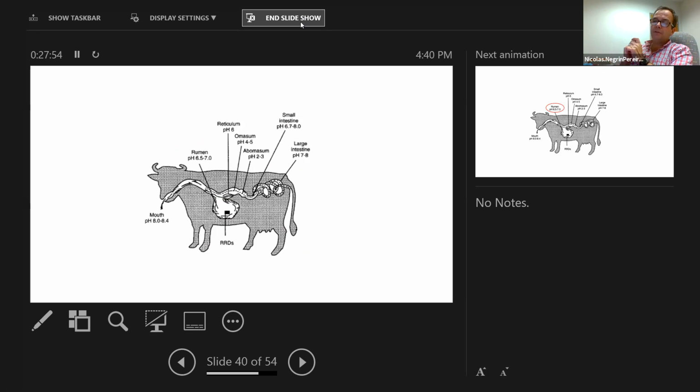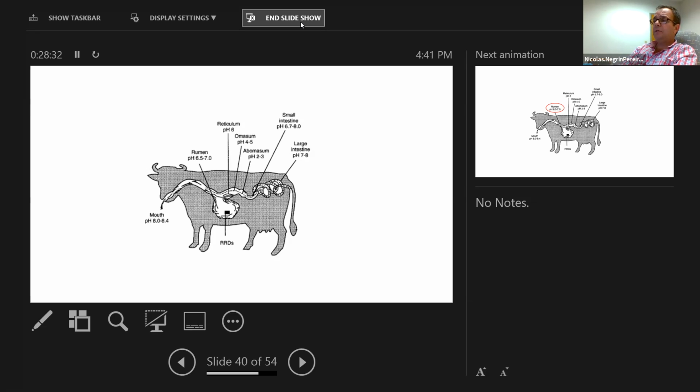We start with the pH of 8 to 8.4 in the mouth, followed by the rumen that has a pH between 6.5 to 7, so close to neutral. Sometimes, due to grain overload, and we'll see in another slide, this pH can go really, really low, like 5, killing some of the ruminal microbes, and causing important production of acid, which produces a metabolic acidosis and a lot of problems in the animal, sometimes even death. Then we have the reticulum with a pH of 6, or omasum 4 to 5.